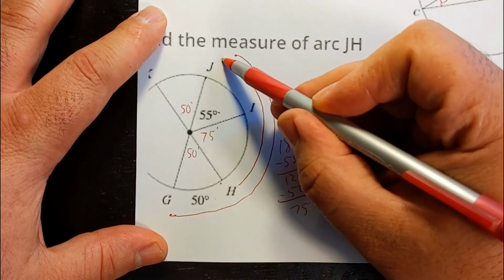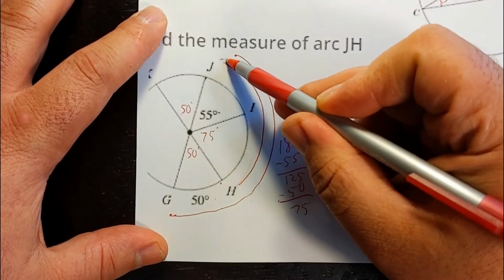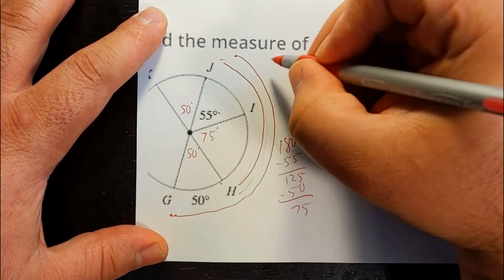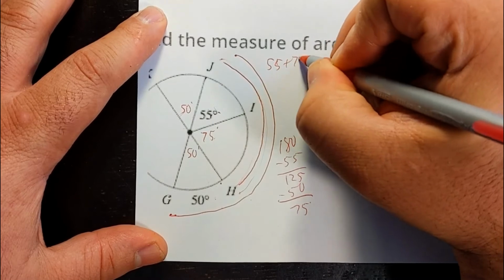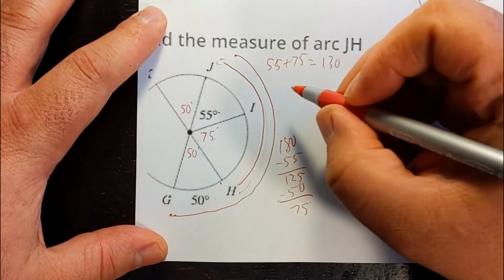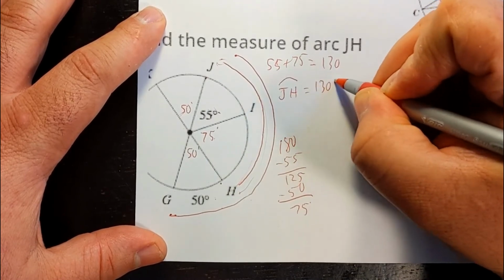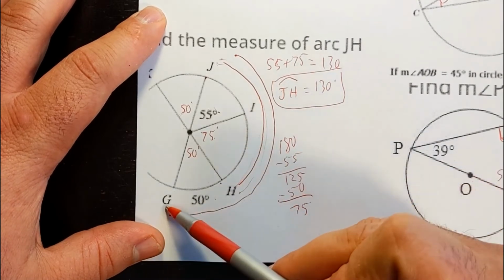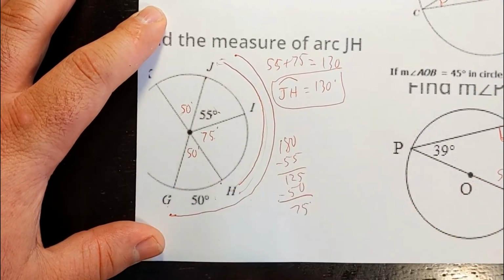And then the part that I actually asked for, the JH, that was on the Quizizz, would be these two added together. So you'd go 55 and 75, and you get 130. So for JH, it's going to be 130. If I was asking you for IG, you would add 75 and 50.